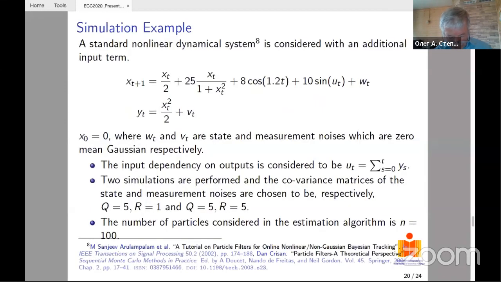In the current work, we take a standard nonlinear dynamical system with an additional input term as shown. And here the input dependence on output is considered to be ut as the summation of outputs till time t. We perform 2 simulations with different q r values, and the number of particles in both simulations is 100.